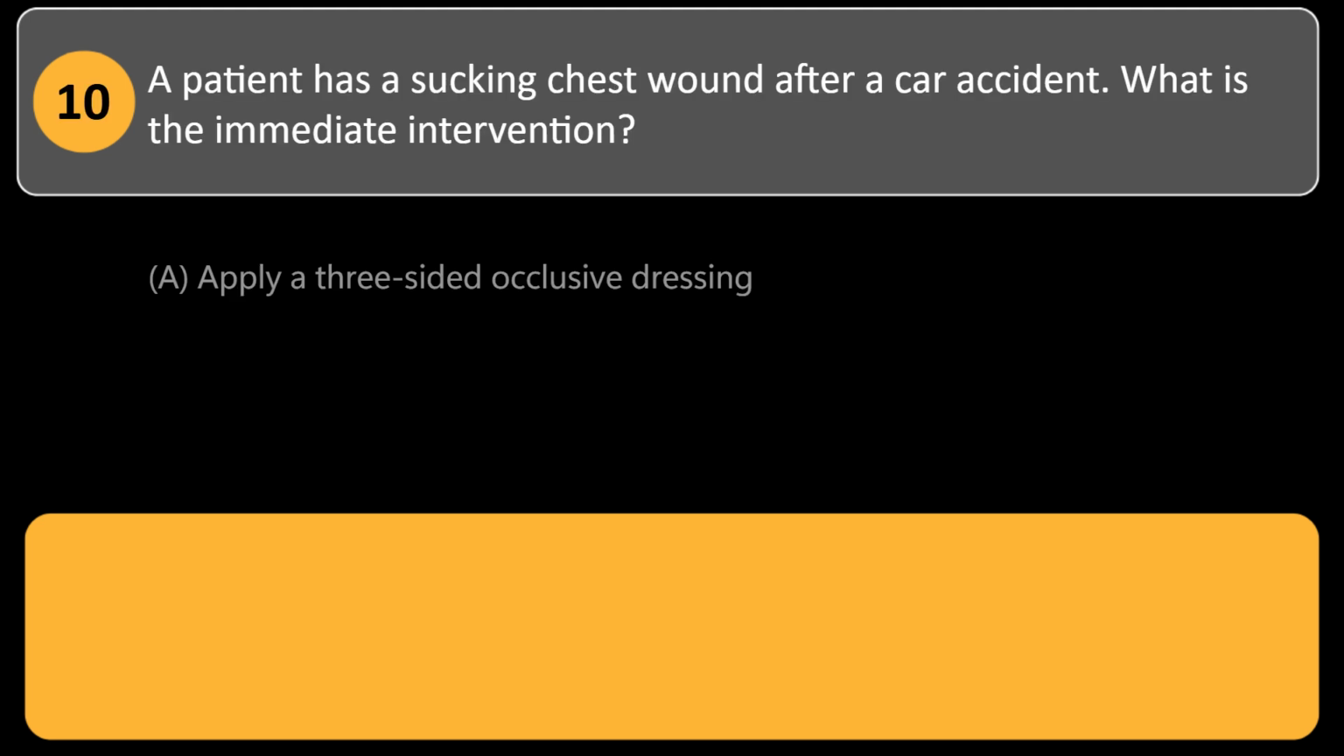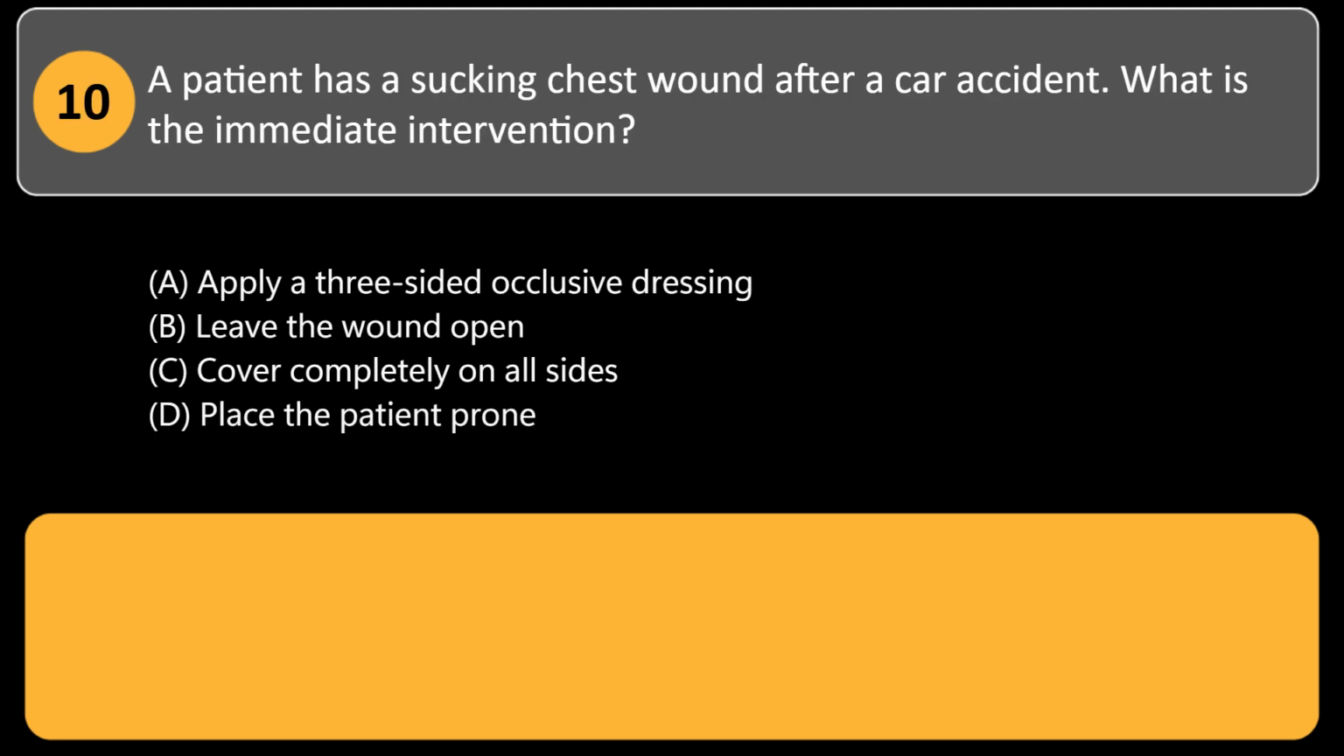A patient has a sucking chest wound after a car accident. What is the immediate intervention? A. Apply a 3-sided occlusive dressing. B.